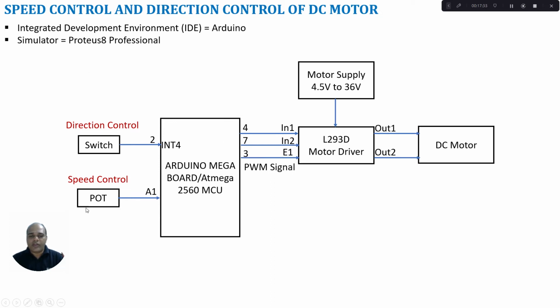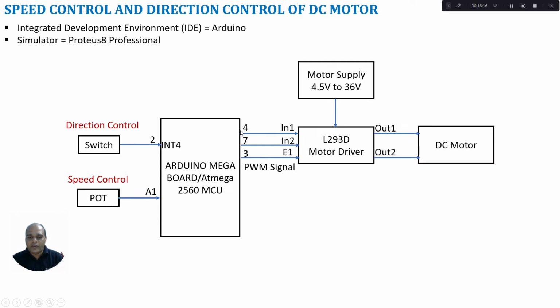This is how we are going to connect our hardware part. We take an Arduino Mega Board which contains the Atmega 2560 microcontroller, and I am going to connect an L293D motor driver to the GPIO pins of the Arduino Mega Board. Pin number 4 is connected to the IN1 pin of the motor driver, and pin number 7 of the Atmega 2560 MCU is connected to IN2 of the L293D. And in order to enable the first motor, I am going to use the enable signal connected to pin number 3.